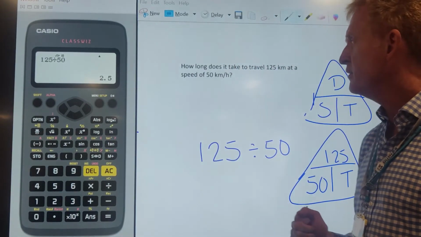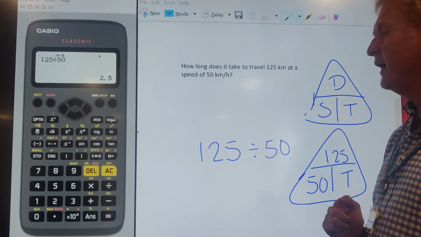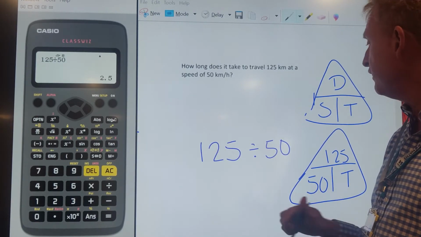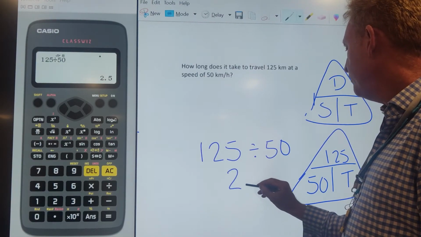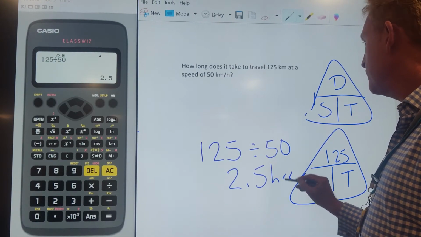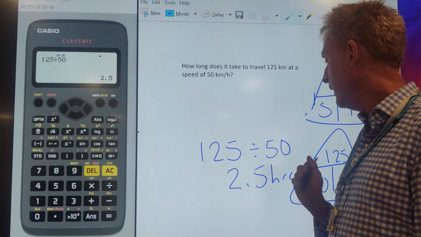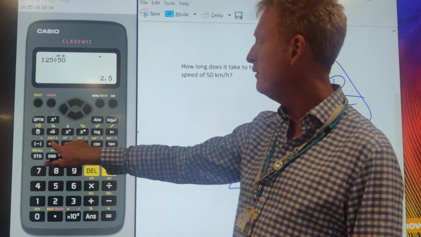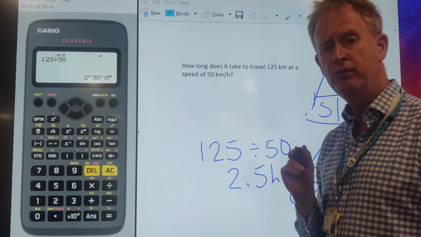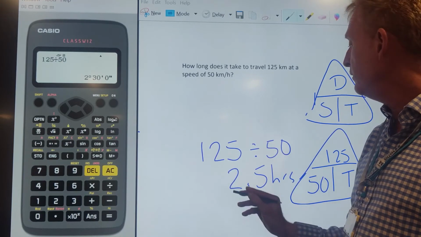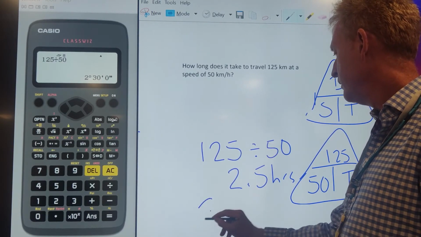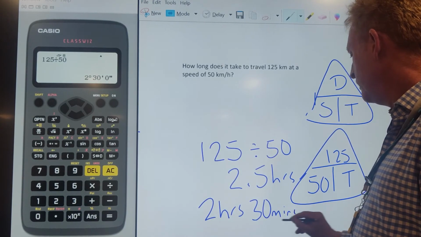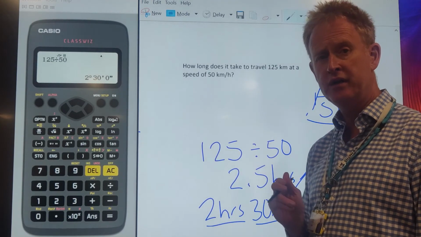Okay, so we got 2.5 hours. That is not 2 hours 5 minutes, that is 2.5 hours. So if we are being asked to say what that's going to be in hours and minutes, we're going to use this button again. If I press this now, it's telling us that 2.5 hours is the same as 2 hours 30 minutes. So we can write that down there, and that would be our answer in hours and minutes.